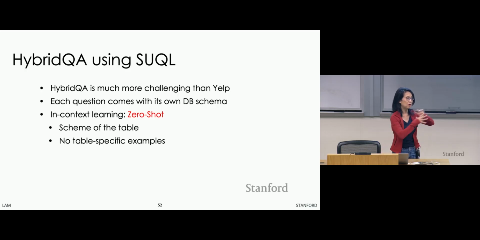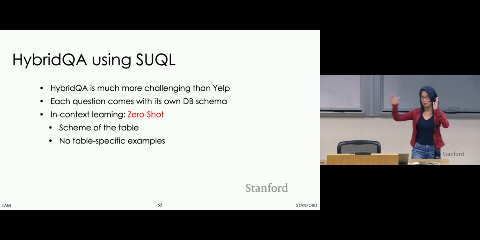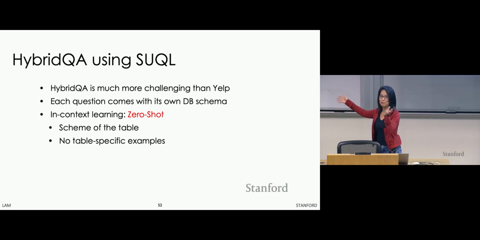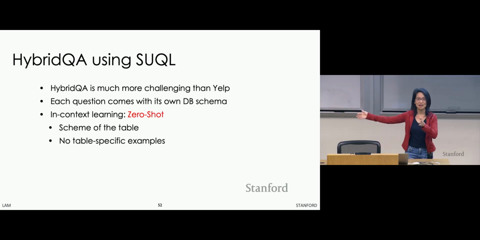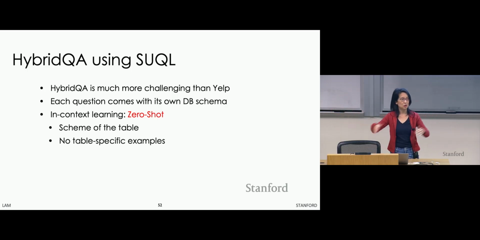So we want to push it at that end, but if you are building a product for a particular data set, of course you can put in examples. So this experiment is done with 0 shot, no table-specific examples. It has examples to teach it about answers and summary, but it is on an arbitrary table.